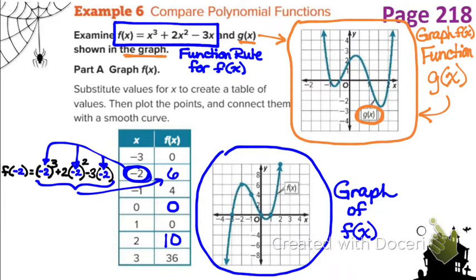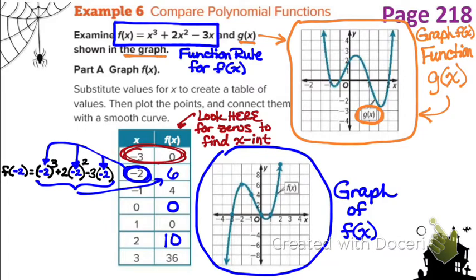Yes. So we're going to look here for zeros to find the x-intercepts. So I see one right here, -3, 0. You told me that was one of them. I see one right here at 0, 0. That's another one that you guys told me about. And right here at 1, 0. This right here is why we call them zeros, because it's going to have a 0 in this column right here.